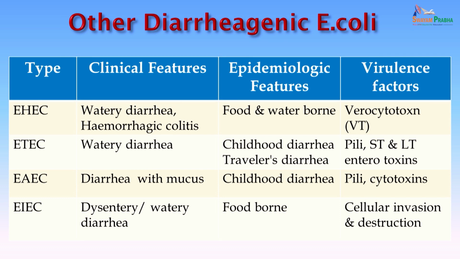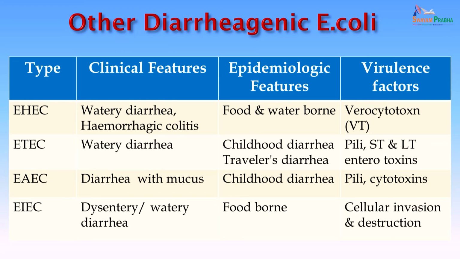Now, apart from enteropathogenic E. coli, there are 4 more diarrheogenic E. coli. They are known as the EHEC or the enterohemorrhagic E. coli, the ETEC or the enterotoxigenic E. coli, EAEC or the enteroaggregative E. coli, and the EIEC or the enteroinvasive E. coli. So, overall there are 5 diarrheogenic E. coli if you include enteropathogenic E. coli with these.